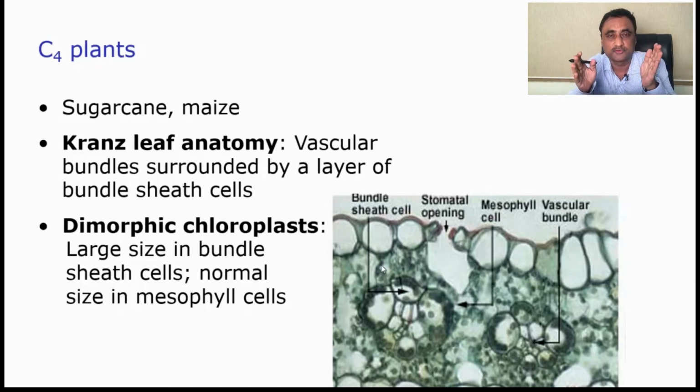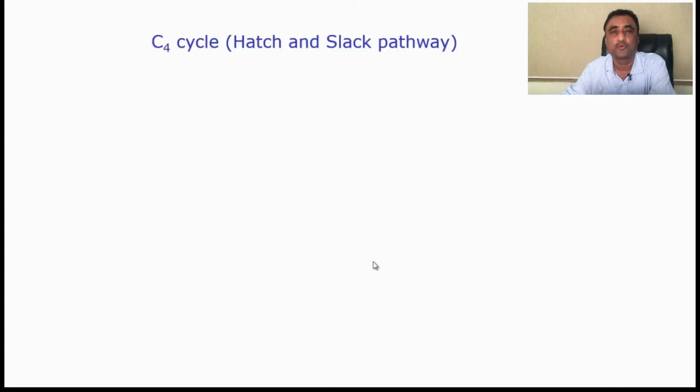Both chloroplasts have been assigned a different role. In a very simplistic manner, I can say that bundle sheath chloroplasts are primarily aimed at performing the Calvin cycle, and mesophyll cells are primarily concerned with performing the light reaction job. So there is a differentiation in the job, thereby making it more and more efficient. This is what we call the Hatch and Slack cycle.